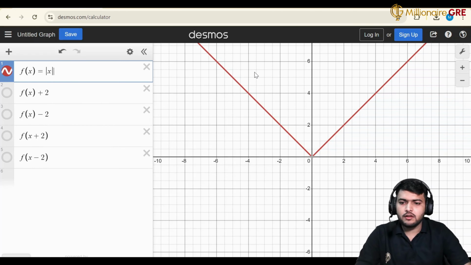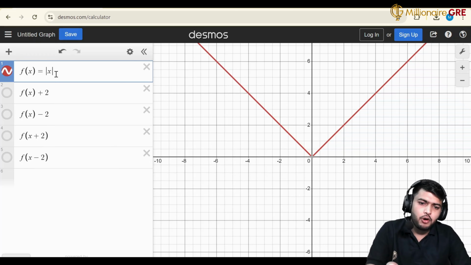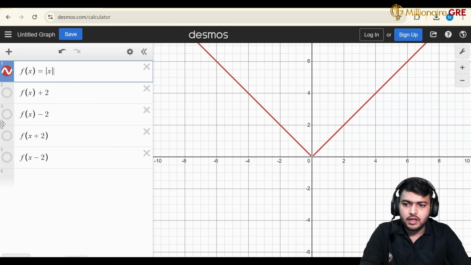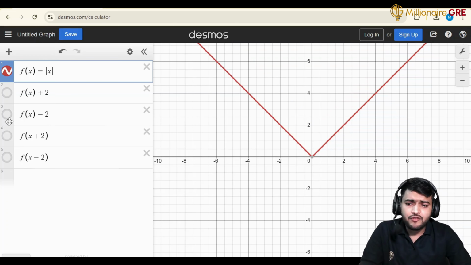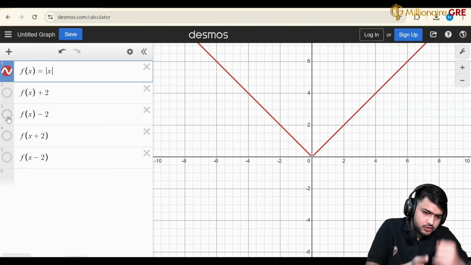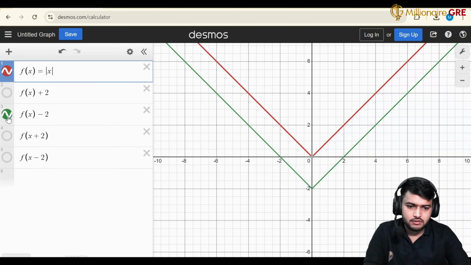Okay, here you can observe the graph of f(x). f(x) is equal to mod x. You can observe the graph. Now if you add a constant to f(x), the graph shifts 2 units upwards. These two are identical graphs, but this blue one is 2 units upwards. Nothing else has changed. It has just shifted 2 units upwards. Similarly, if you subtract a constant, the graph should shift downwards by 2 units, and you see exactly that.